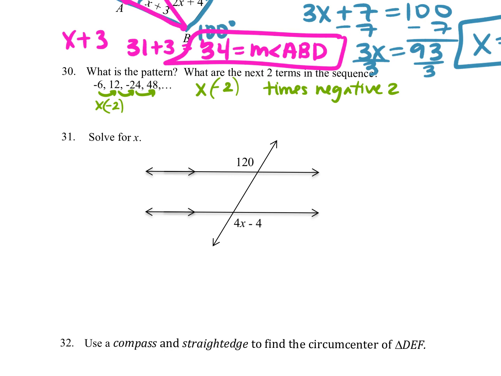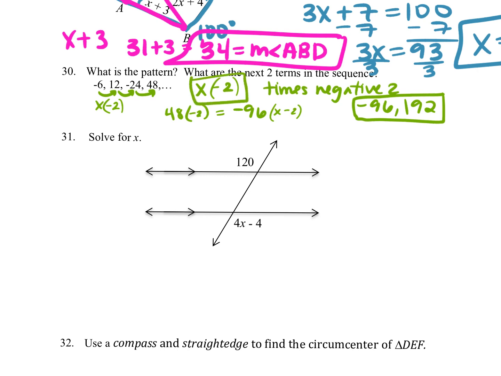So then the next two terms, 48 times -2 would be -96. So that's your next term. And then -96 times -2 is going to be a positive 192. Okay, so here are your next two terms. However you want to write times -2, however you can get that point across.